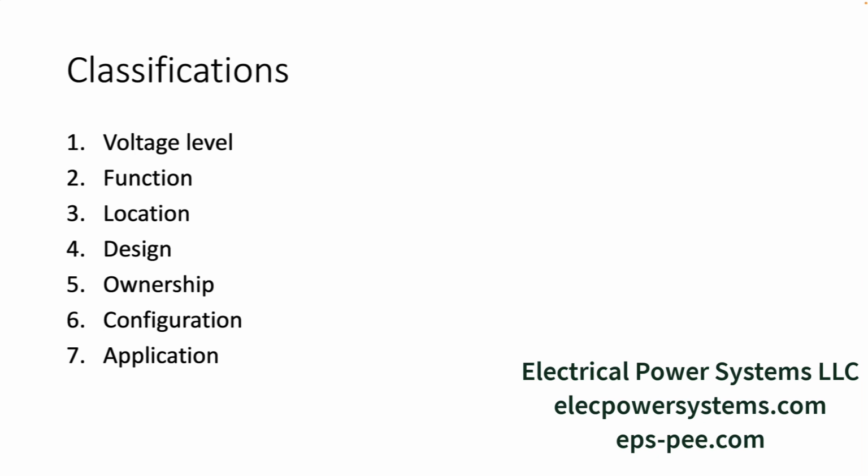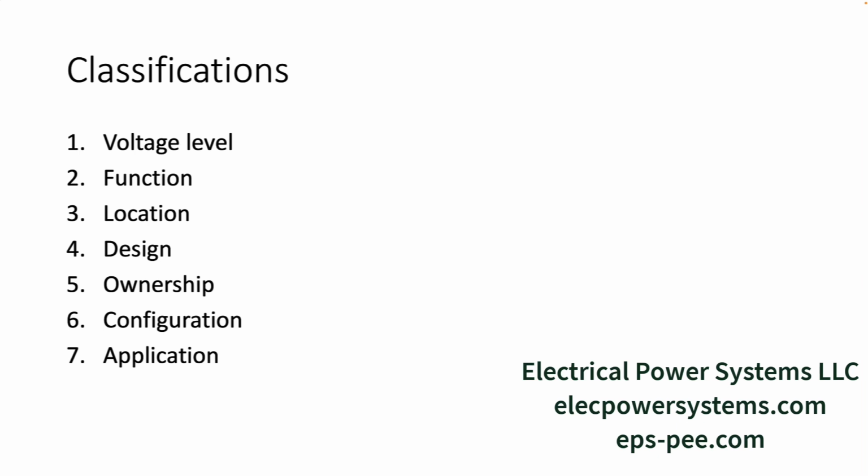Design. Substations can also be classified based on their design characteristics. For example, a conventional substation may consist of outdoor equipment installed on a fenced-in platform, while a gas-insulated substation, GIS, may use compact, sealed equipment that is filled with a gas such as sulfur hexafluoride, SF6, to reduce the size and weight of the substation.